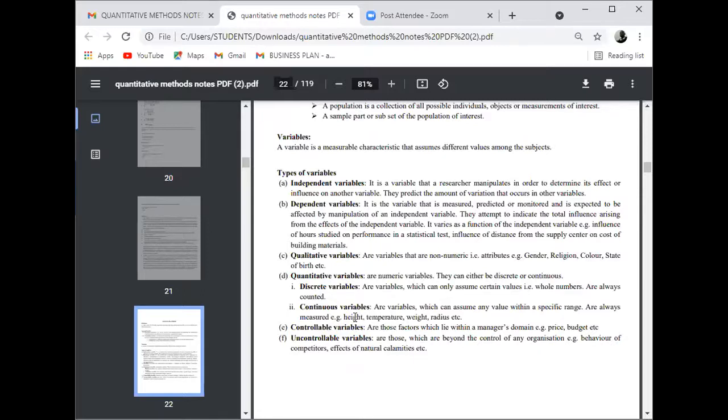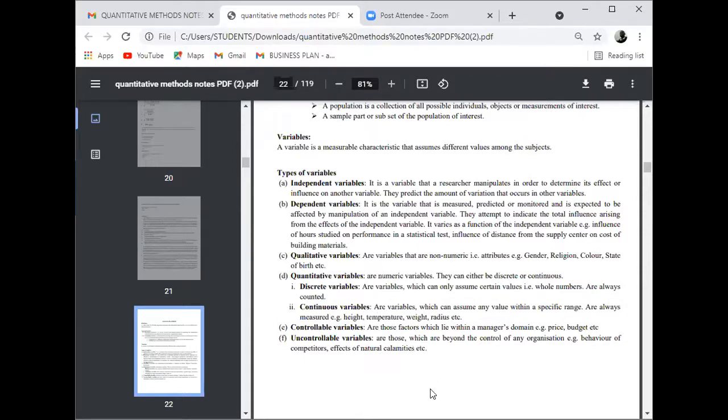Then we have got controllable variables and uncontrollable variables. Controllable variables are those which can actually be adjusted. Those variables which the researcher can be able to manipulate, they are controllable. Like the price, you can adjust the price of your product. You can adjust your budget. You can adjust even the time you open your shop and all that.